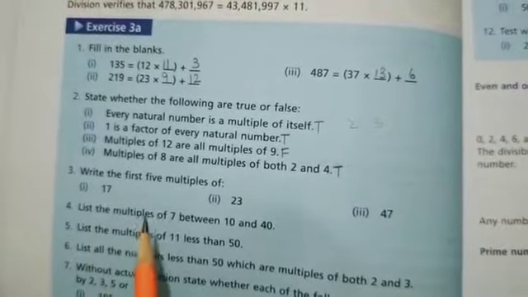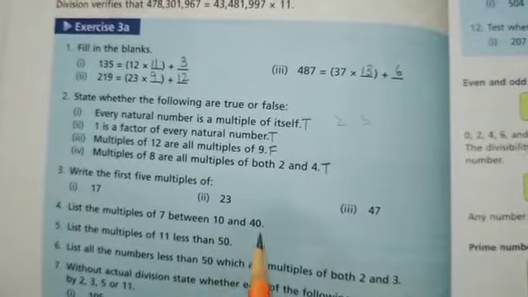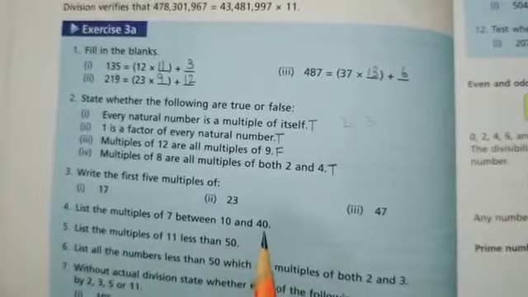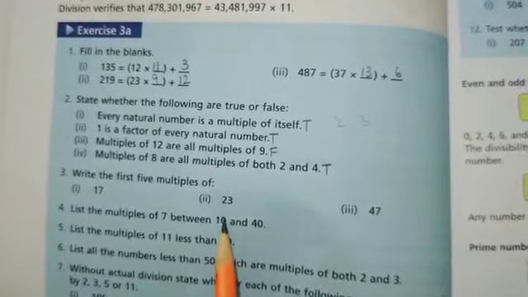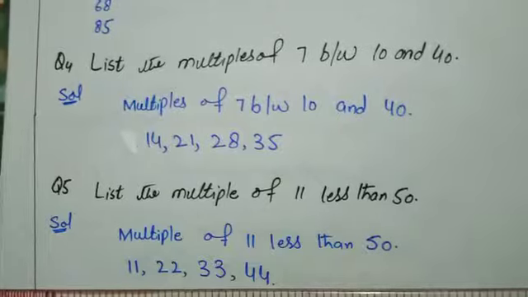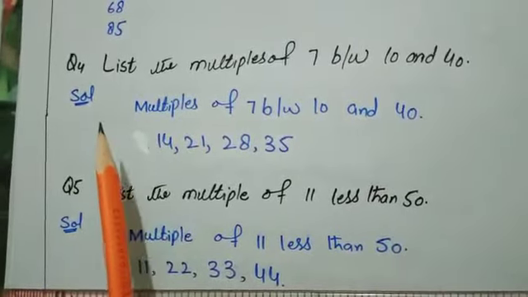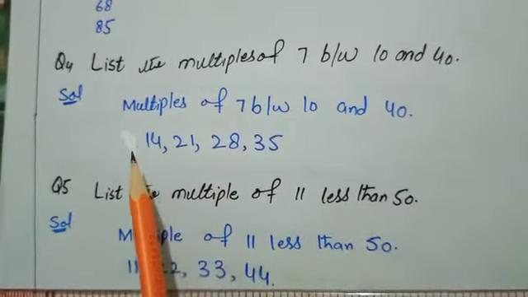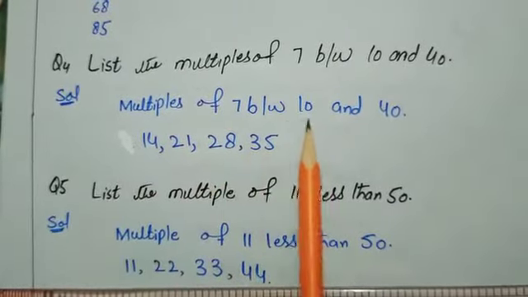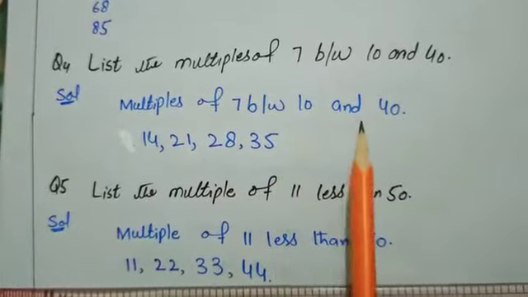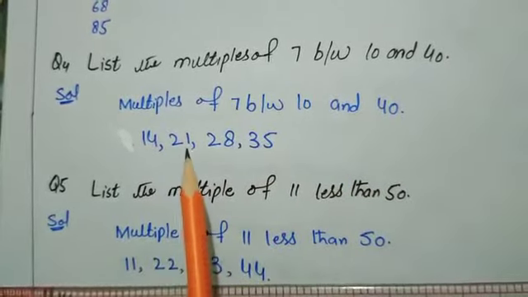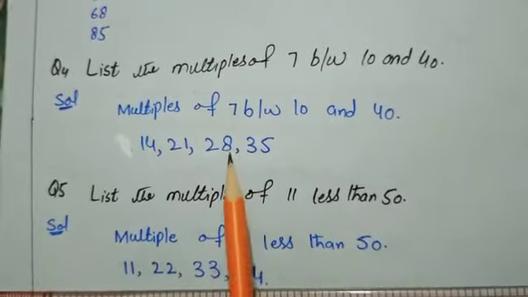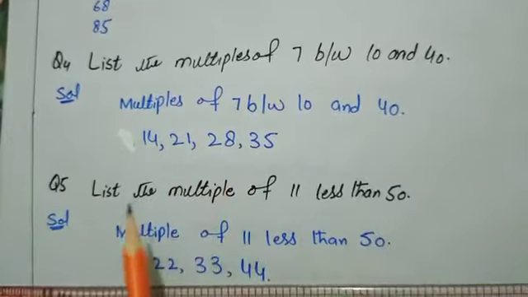Question number 4 is: list the multiples of 7 between 10 and 40. This means we read the table of 7 but only between 10 and 40, not including 10 and 40. Students, look here. Solution: multiples of 7 between 10 and 40. 7 is not included because it is less than 10. So we write between 10 and 40: 14, 21, 28 and 35. These are the multiples of 7 between 10 and 40.